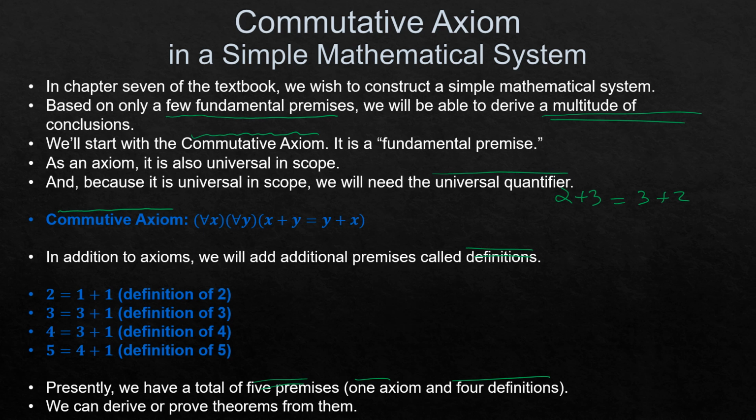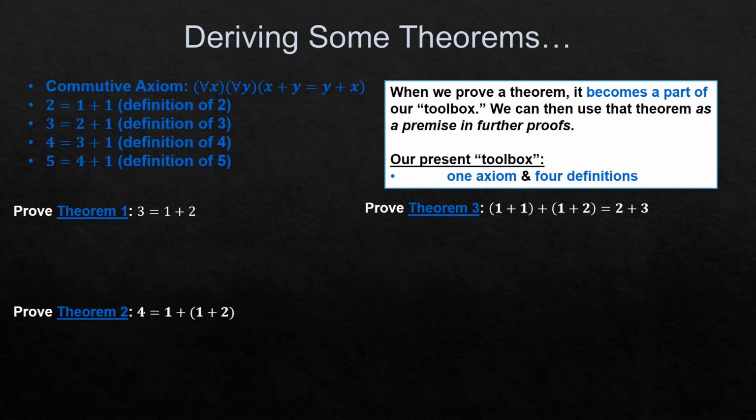We can derive or prove theorems from them. So we'll use this as our starting system and then derive various theorems. Deriving some theorems. We have this toolbox, and within this toolbox we have the commutative axiom and some definitions. 4 definitions to be exact. And these are taken as premises. We will then attempt to derive some theorems.